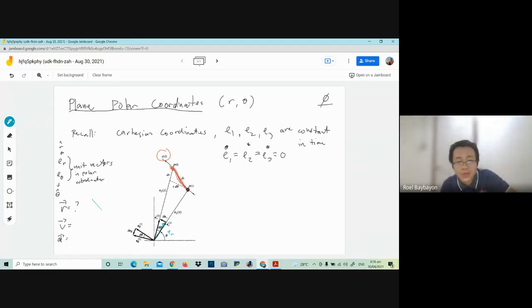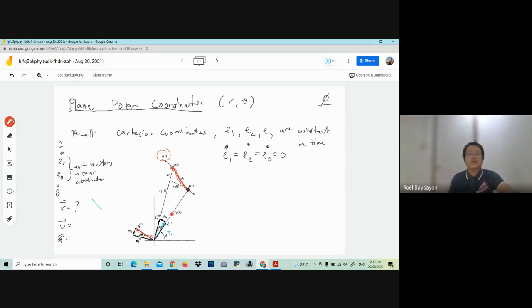A unit vector has magnitude 1, and its direction is radially outward or radially inward. That's e_r. For e_theta, e_theta and e_r are mutually perpendicular. So if this is your e_r, then the direction of your e_theta is going to this direction. So this is now my e_theta, and they are mutually perpendicular.